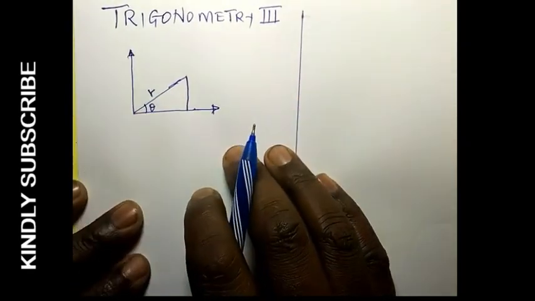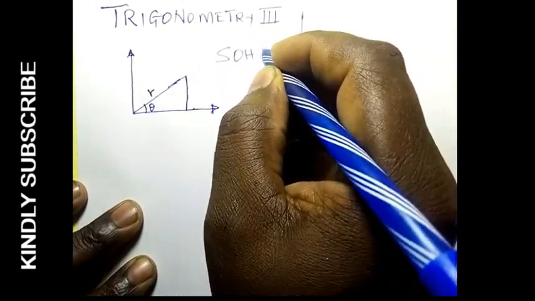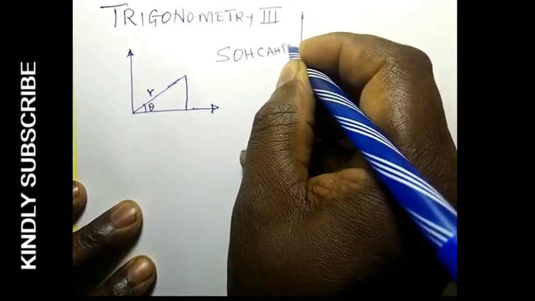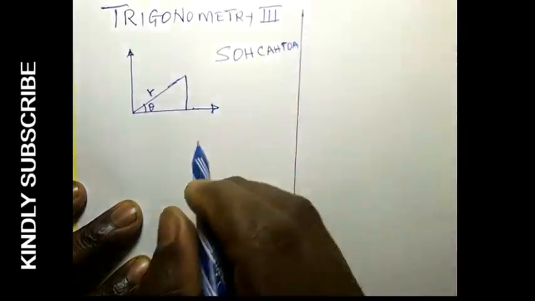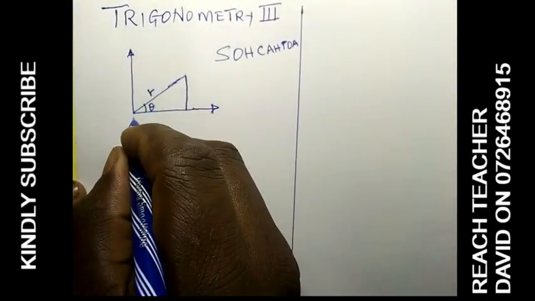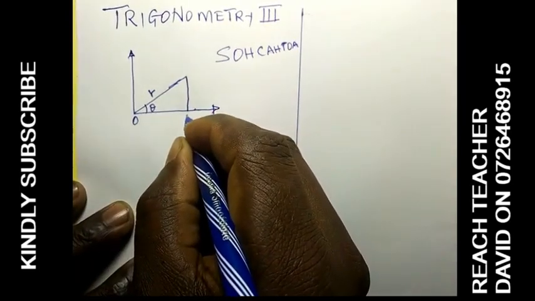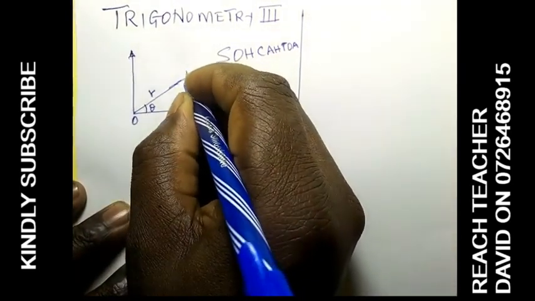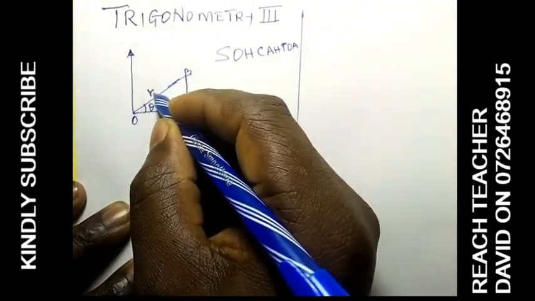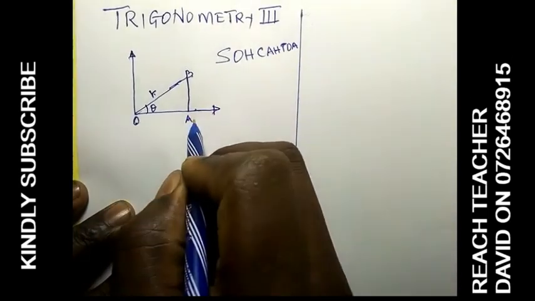Now here we are reminded of what we learned in Trigonometry 1, which we call SOHCAHTOA. So at this point we have a Cartesian plane of this kind, and here is O, the origin, we have A, and then we have B. We have been given that the distance from O to B is R. We have angle theta here, and then we have this OP.